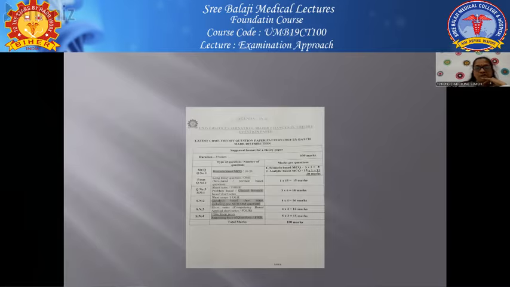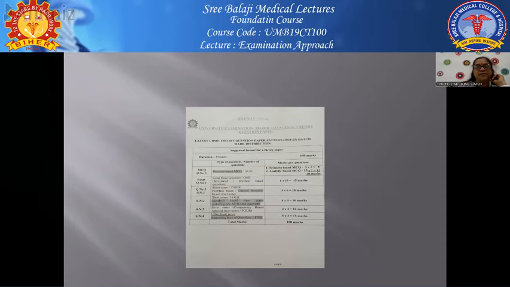The second type of short notes is 4 questions, analytical based short notes, including AdCom questions. Each question carries 4 marks, so 4 into 4, 16 marks. The third type of short notes will be competency based applied short notes. You will have 4 questions, each carrying 4 marks, so 4 into 4, 16 marks.